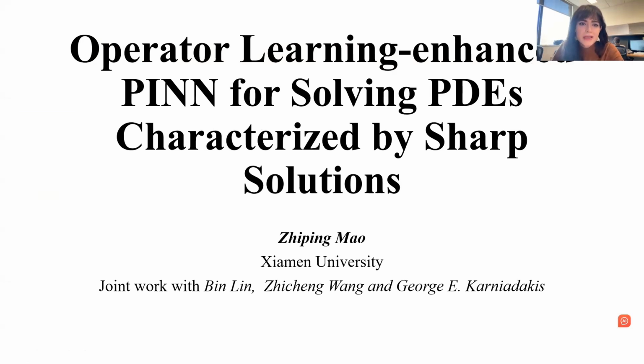Our first speaker is Zhiping Mao. He will be giving a talk on neural operator learning enhanced physics informed neural networks for solving differential equations with sharp solutions. Professor Mao obtained his bachelor's degree in 2009 from Changchun University and PhD degree in 2015 from Xiamen University. He then joined the division of applied mathematics, Brown University, as a postdoc. He is mainly interested in numerical solutions of PDEs and deep learning, and he has published more than 30 papers in top journals, including 7 highly cited papers. With that, we invite Professor Mao to begin his presentation.